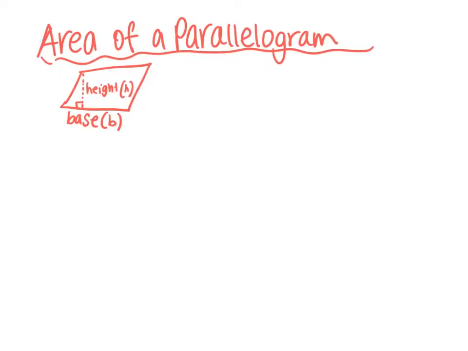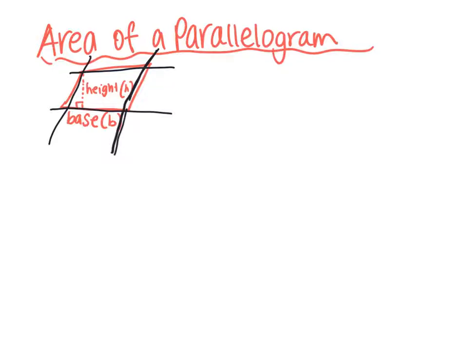So first we're going to be looking at the area of a parallelogram. In a parallelogram, all of the sides run parallel to each other. So for an example, the top and the bottom, they run parallel to each other just like so. Same thing with the sides. Those lines run parallel. If we extended them, they would run parallel to each other as well.